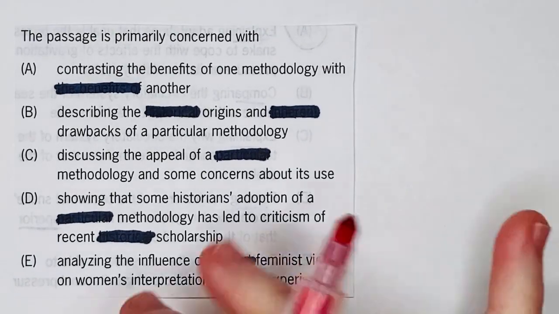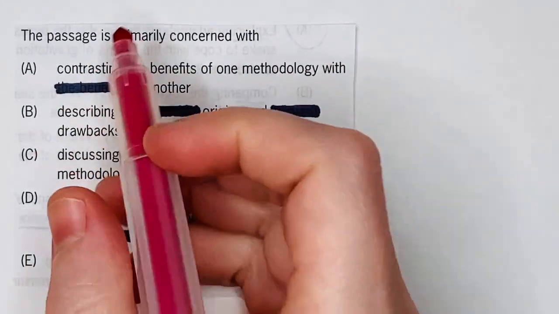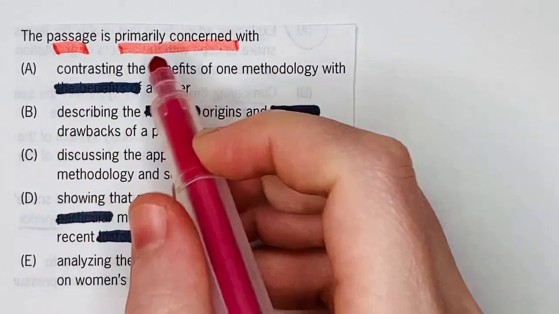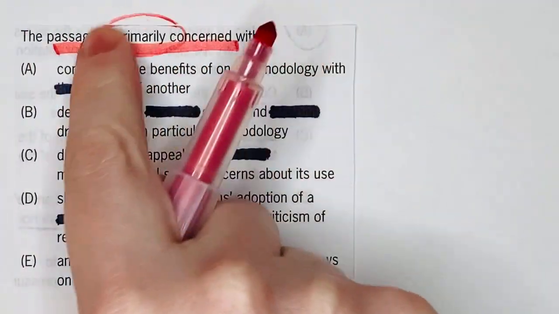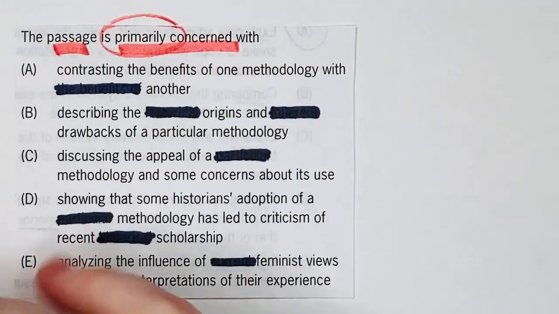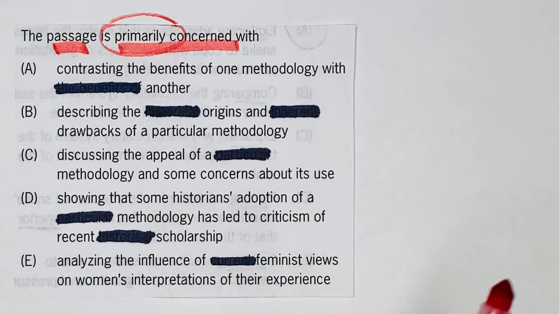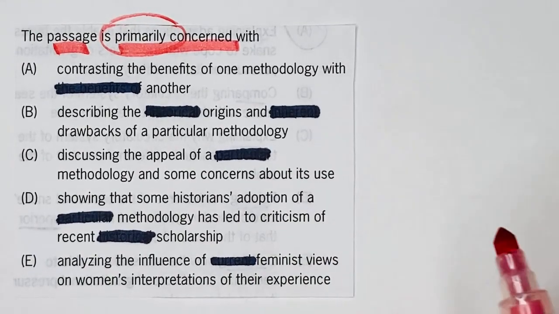All right, so the first thing is, how do I know this is a main idea question? Well, it says the passage is primarily concerned with, right? It's asking for what the primary concern is. It's asking about the entire passage, not just a certain paragraph or a certain sentence.